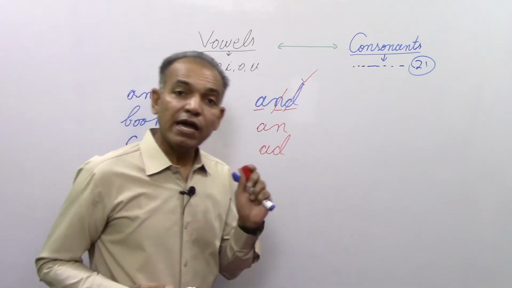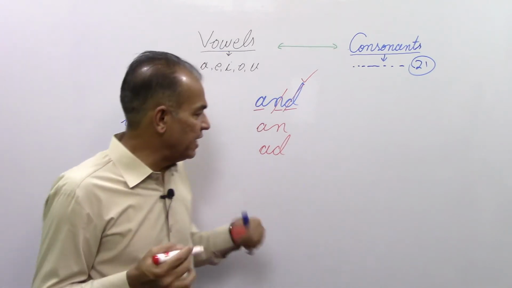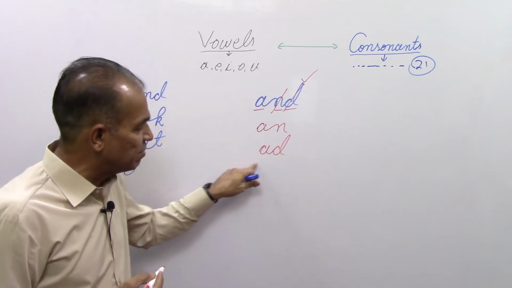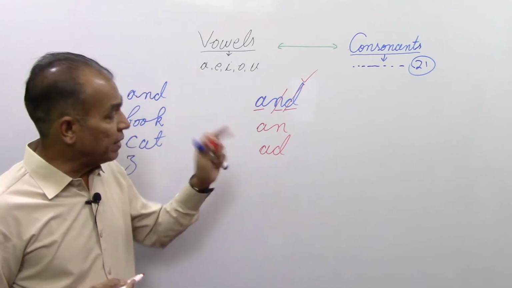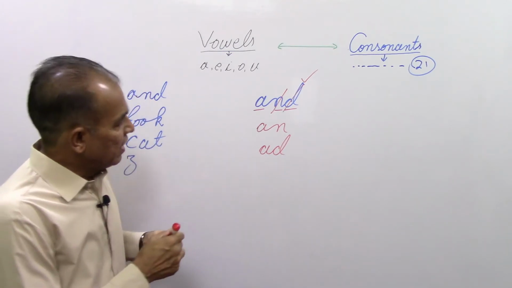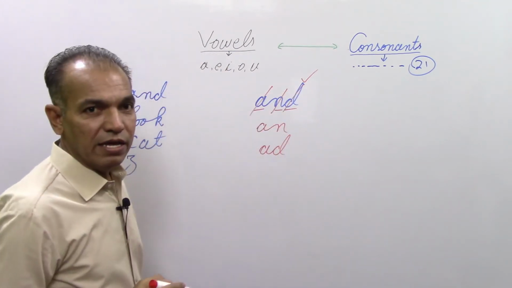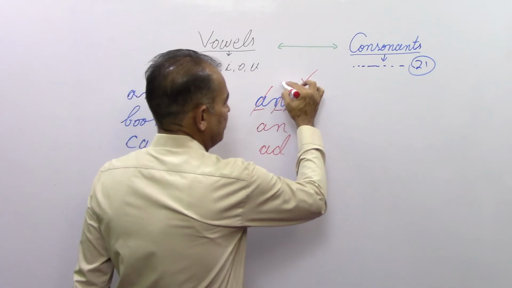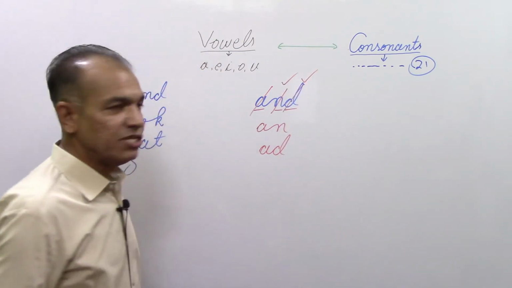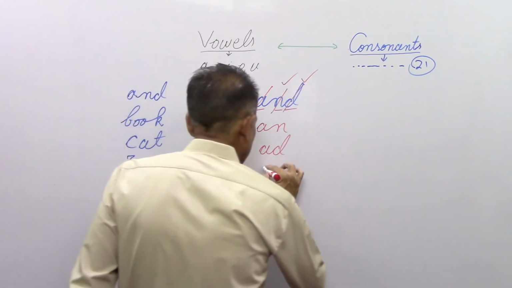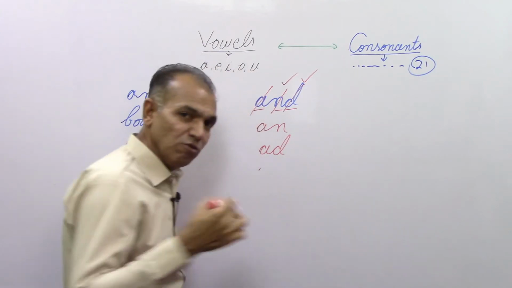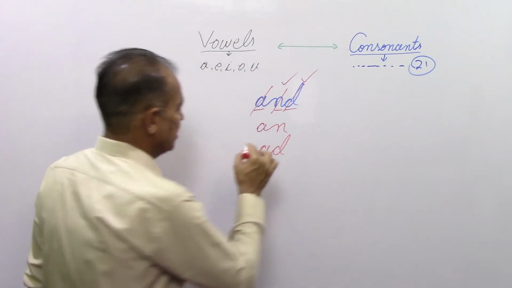You will read "add." It means you can easily produce a sound with the help of these two letters. But now what we do? Now we remove A, which is a vowel, and we leave N and D, and we try to use them as a word. Let's see what happens.